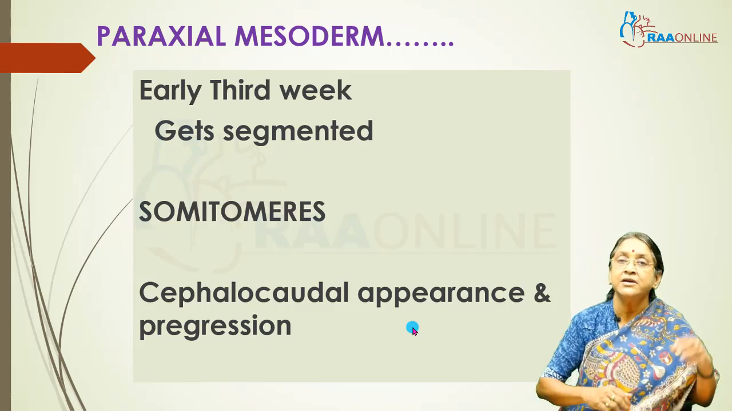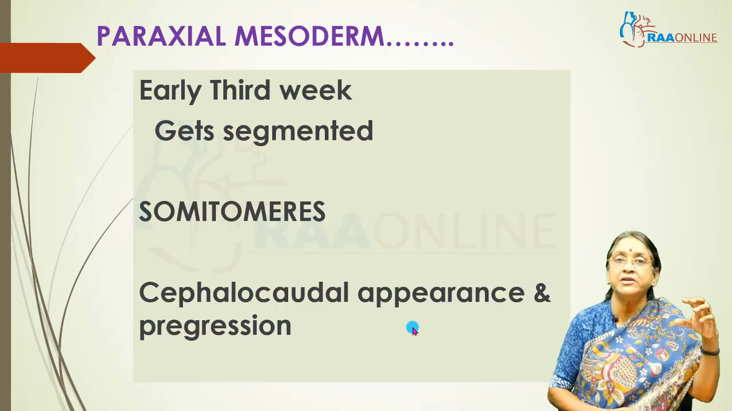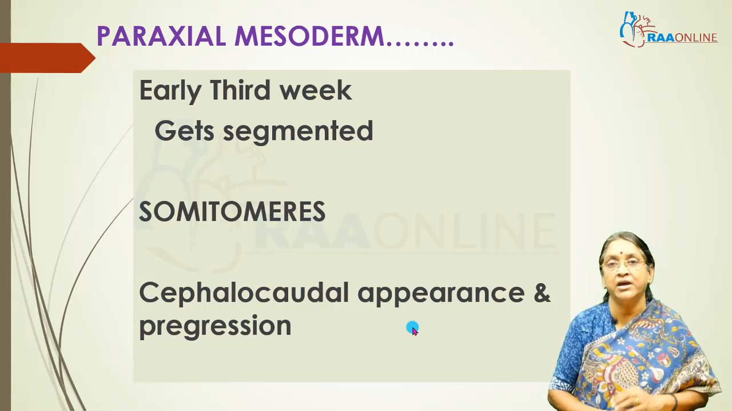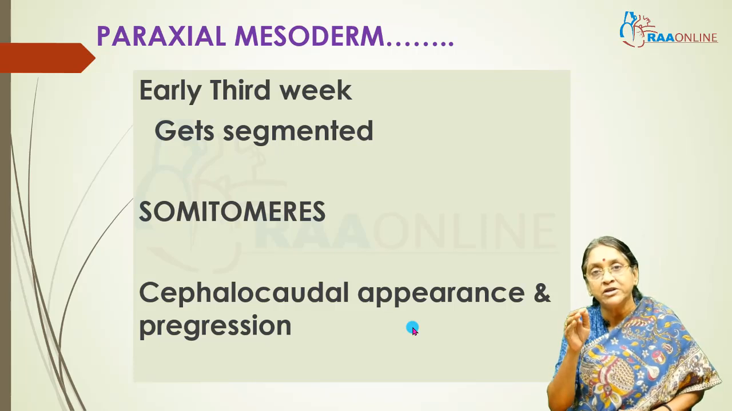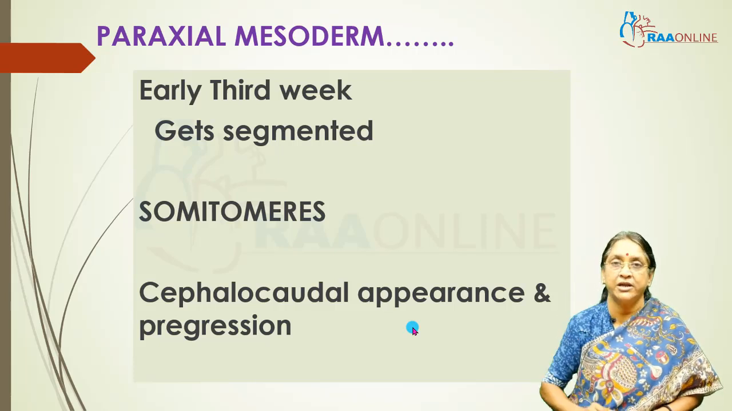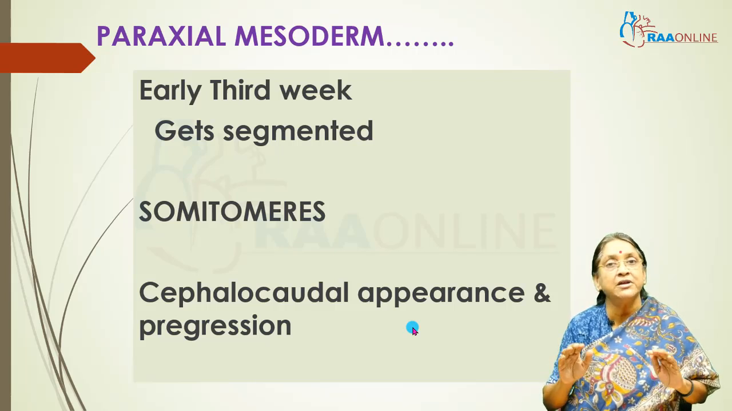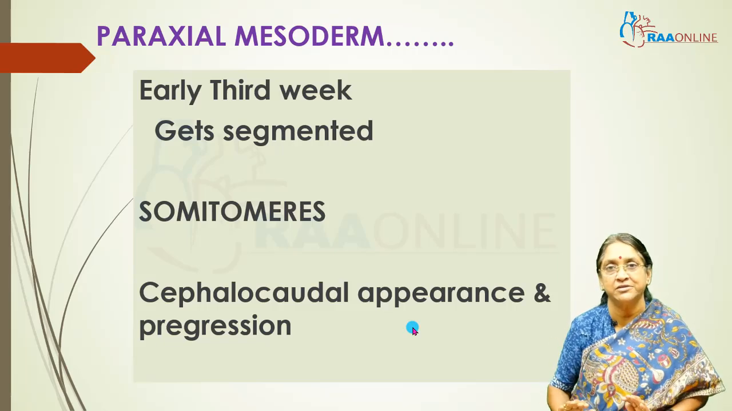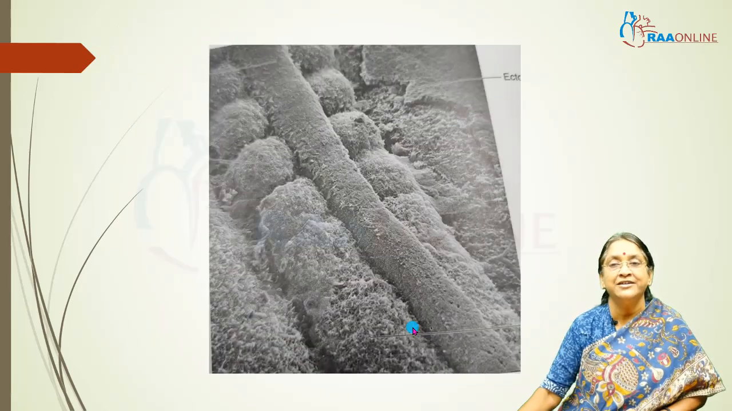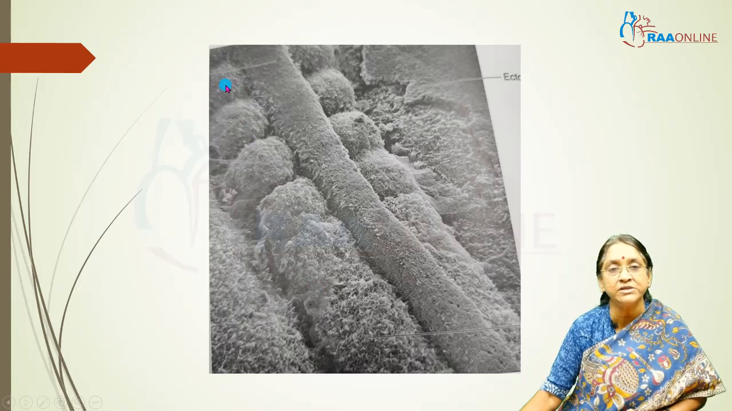That means first appearing somites will be at the cranial end. Later appearing somites will be at the caudal end. We will forget about the disappearance. We will forget about what happens later for the present. Agreed? Now you can have a look at the somites now. Can you see that? This is the cranial end.